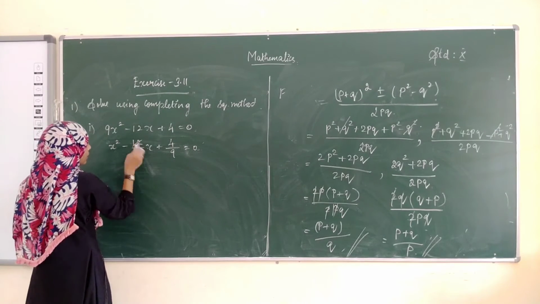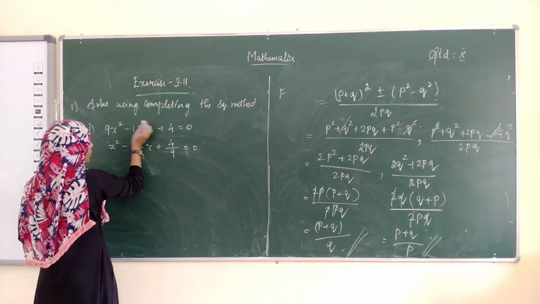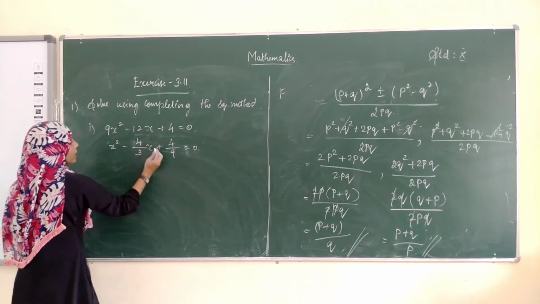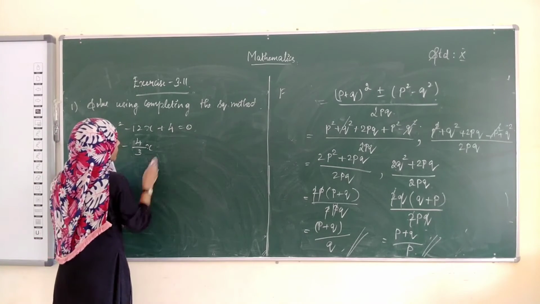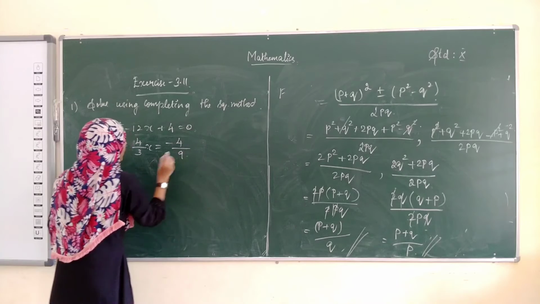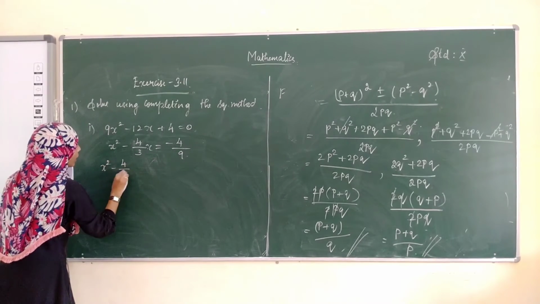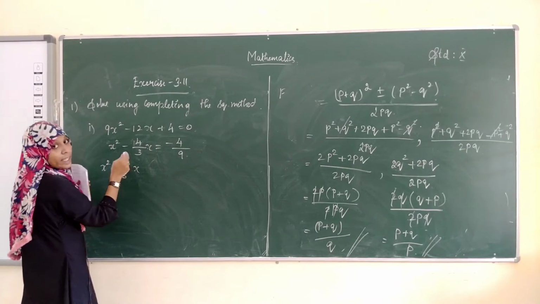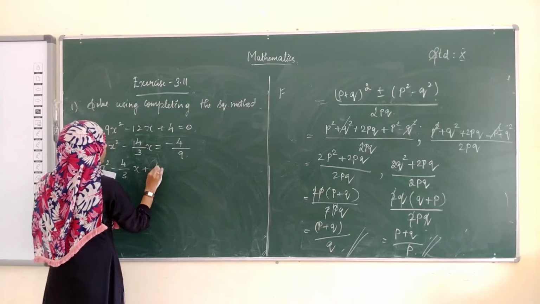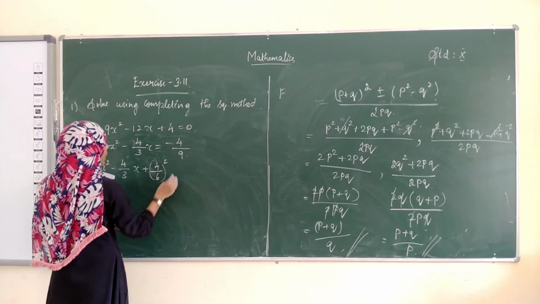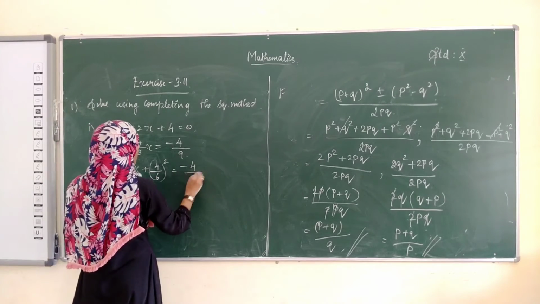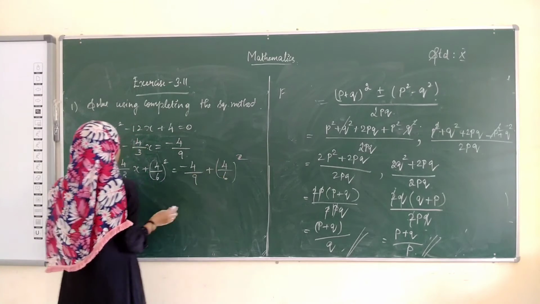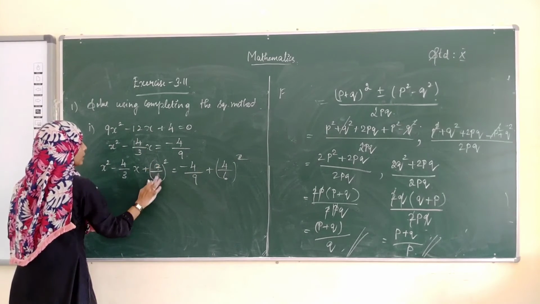This can be written as 4 and this is 6, that is 4 divided by 6. Then take this constant on that side. What it becomes equal to: minus 4 divided by 9. Then we have to add on both sides half of the coefficient of x, squared, that is plus 4 divided by 6 the whole square, which is equal to minus 4 divided by 9 plus 4 divided by 6 the whole square. What's the 4 divided by 6? 2 divided by 3. Right?